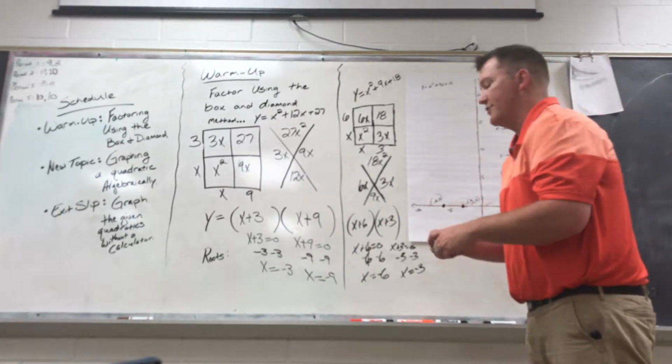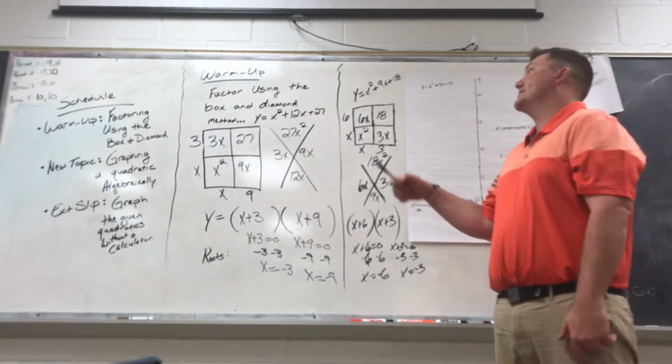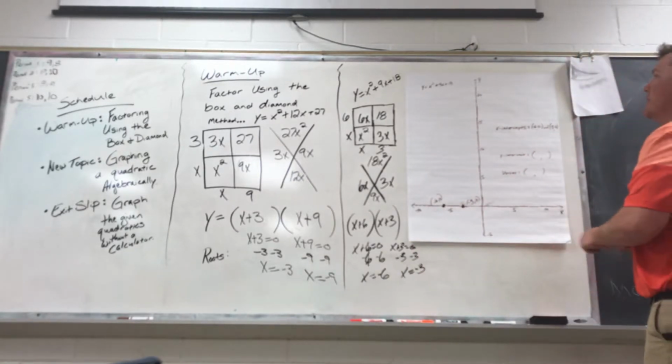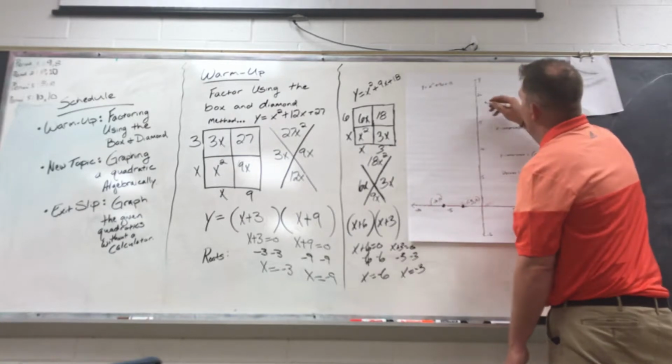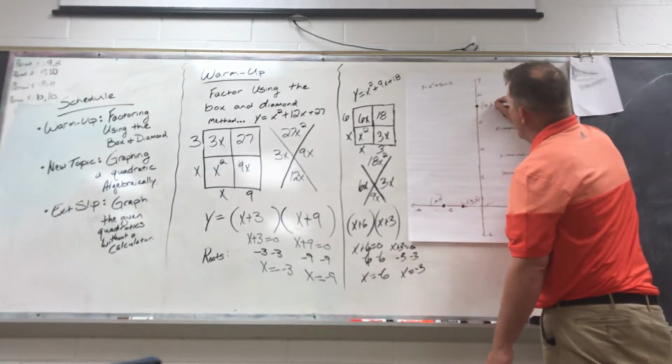So they have their two x-intercepts. The next one is pretty easy. It's the y-intercept. The majority of the time it's given to you in the equation. It's the last term, or the third term. So that would be 18. So the y-intercept would be 0 and 18. So they would have 3 of the 4 points already completed.